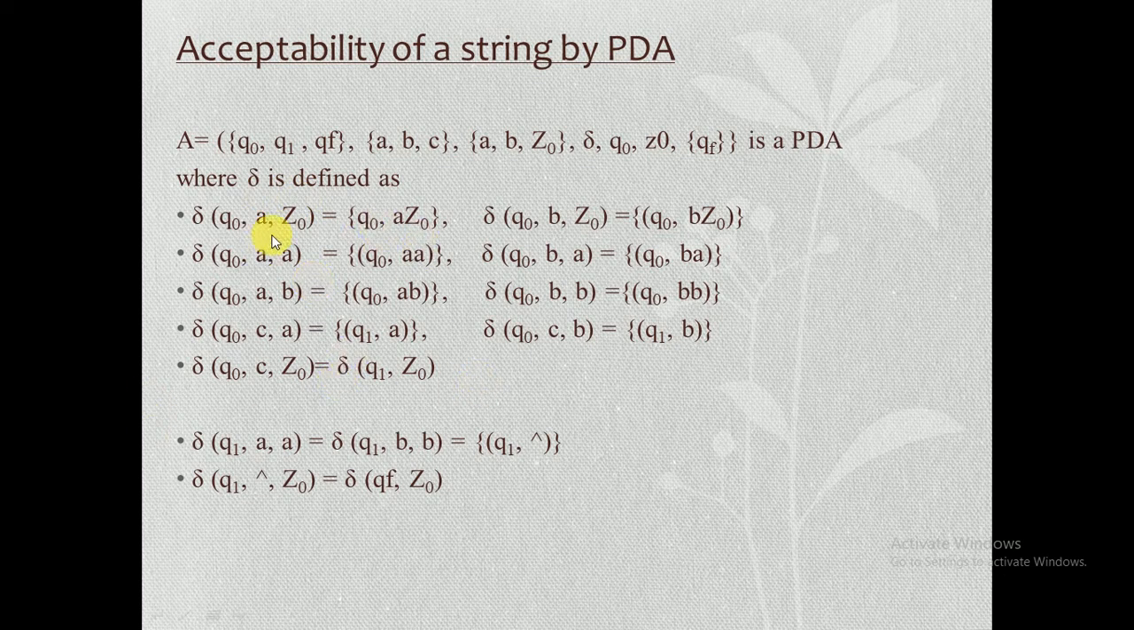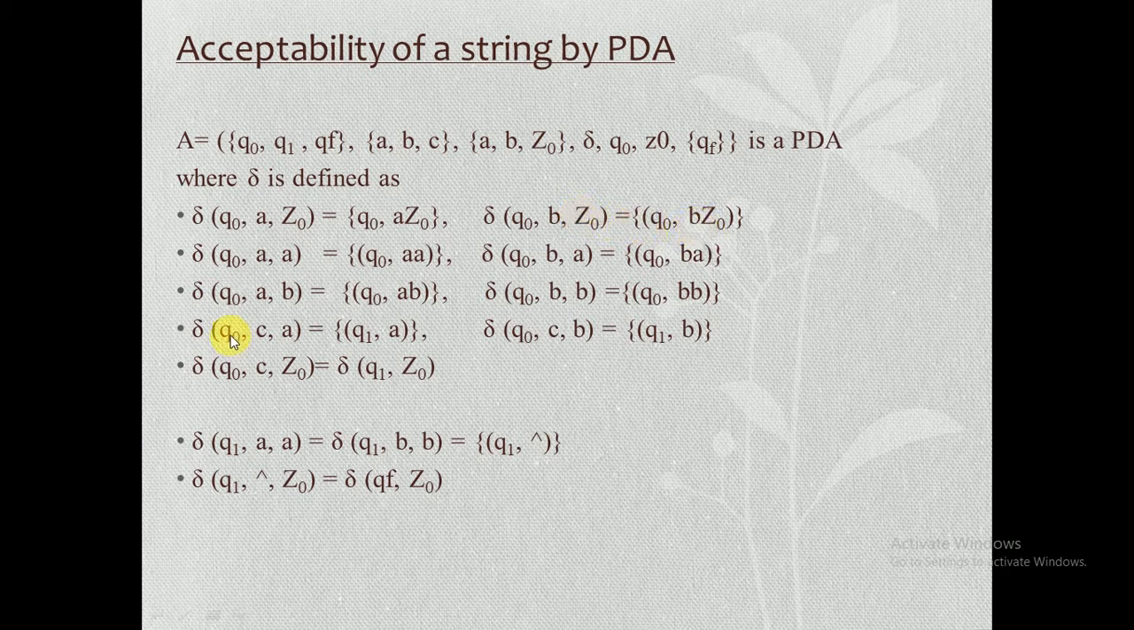So the first rule says that you are in the initial state and your input is small a and your topmost element of the stack is Z naught. So the input symbol A will be removed from the input string and it will be pushed onto the stack. So it becomes Q naught, A Z naught. Similarly for B, B will be removed from the input and it will be pushed onto the stack. Now B will become the TOS.